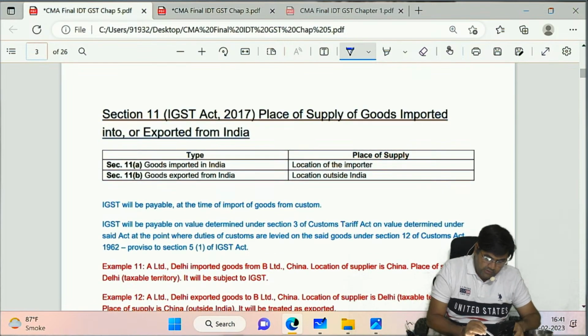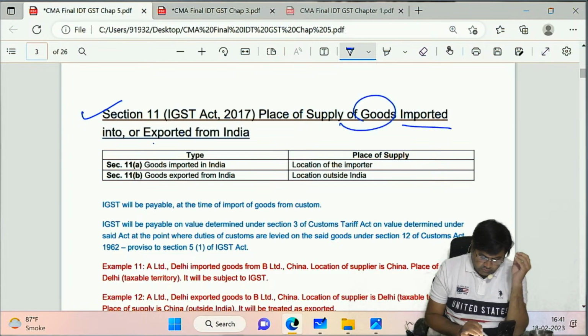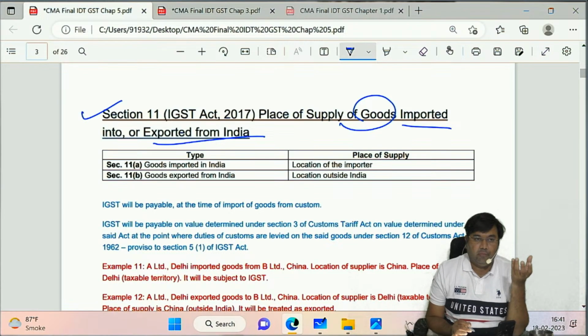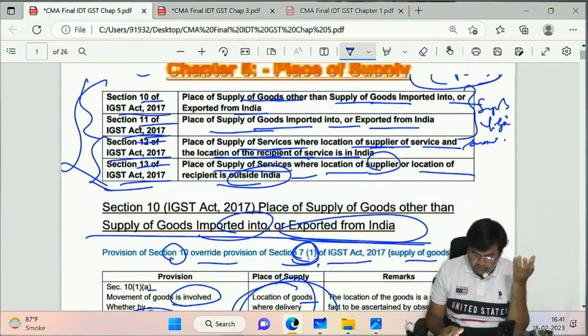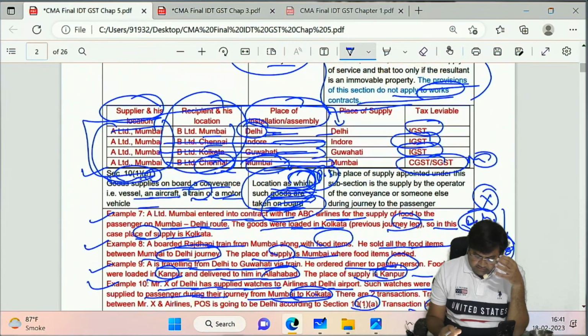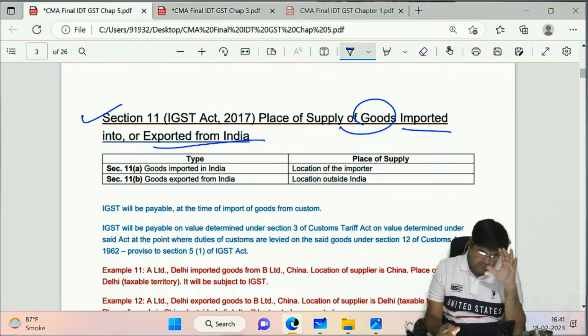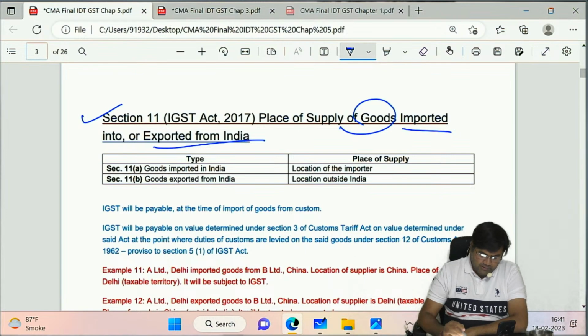Section 11. When are you going to apply section 11? When it is the place of supply of goods imported into or exported from India. If it is a domestic transaction, then you are going to apply section 10 to determine the place of supply. And if it is international, basically supply of goods imported into or exported from India, then you are going to determine the place of supply according to section 11. Very simple, very normal provision.